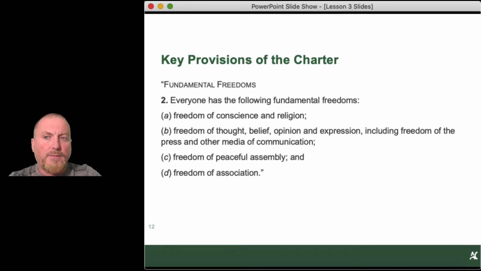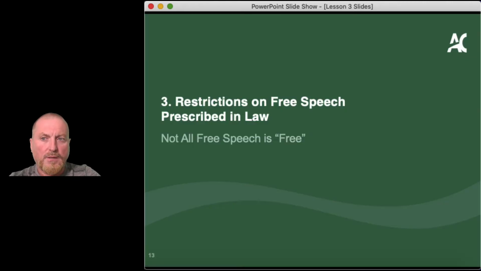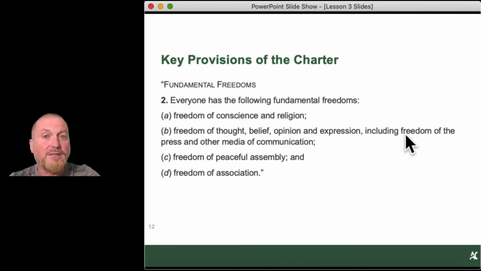And then fundamental freedoms, section 2, okay? Everyone has the following fundamental freedoms: freedom of conscience and religion, freedom of thought, belief, opinion, and expression, including freedom of the press and other media of communication, freedom of peaceful assembly, freedom of association. Okay, so each of those freedoms is protected in the constitutional law, which of course is the highest law of the land, right? And the Constitution is the highest law of the land in a liberal democracy.